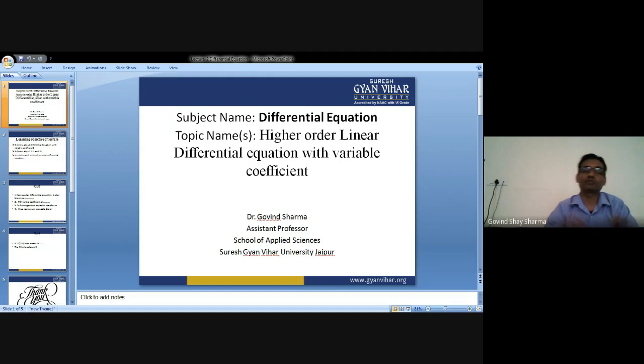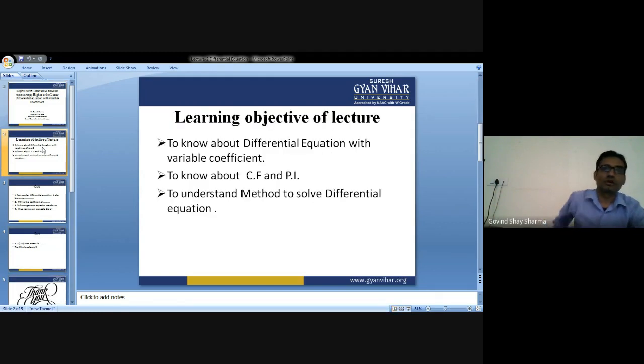So there are some methods to solve these equations. The objective is that the student knows about the differential equation with variable coefficient: what it is, how it is solved, and how to find out its CF and PI. The same procedure is adopted to find the CF and PI.